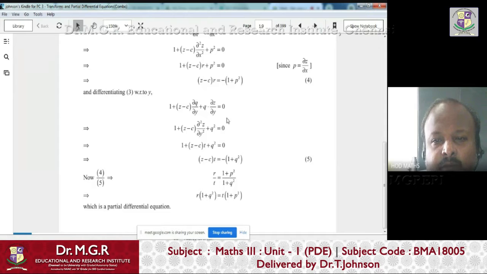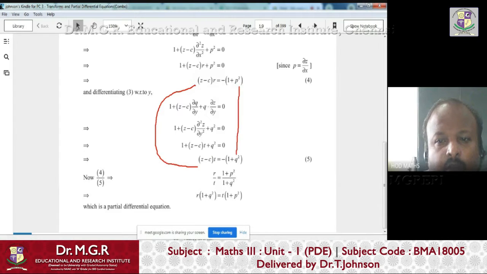If you compare equation 4 and 5, you see both are the same. Only in place of p, q will come. And what are r and t? R and t are nothing but second derivatives: r is the second derivative with respect to x, and t is the second derivative with respect to y. Apart from that, everything is ditto. This is dou square z by dou x square, this is dou square z by dou y square. Only in place of x, y will come, and in place of p, q will come.